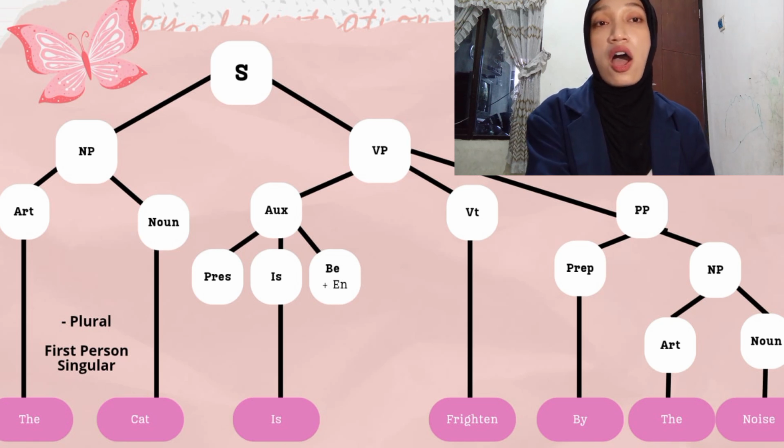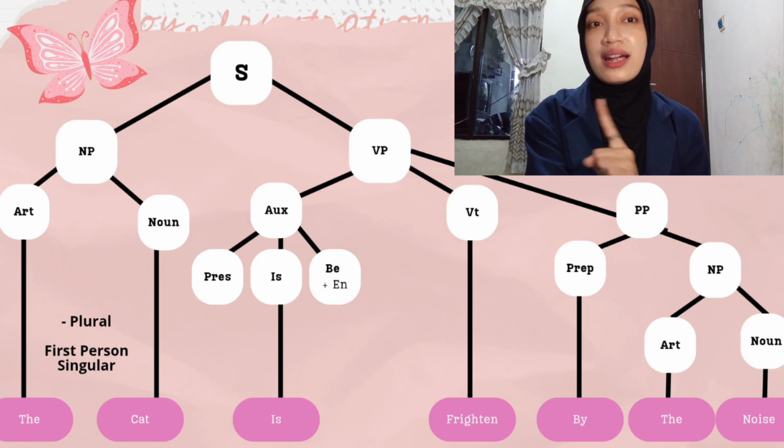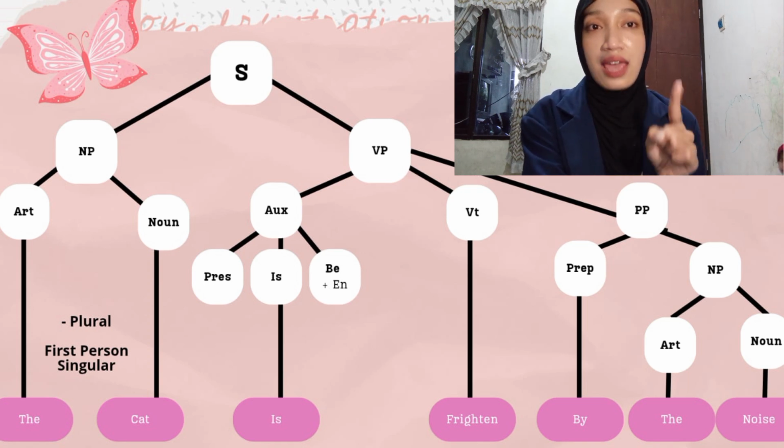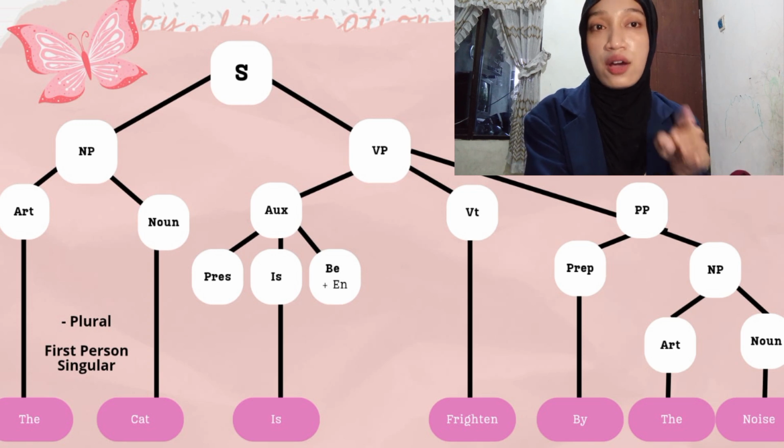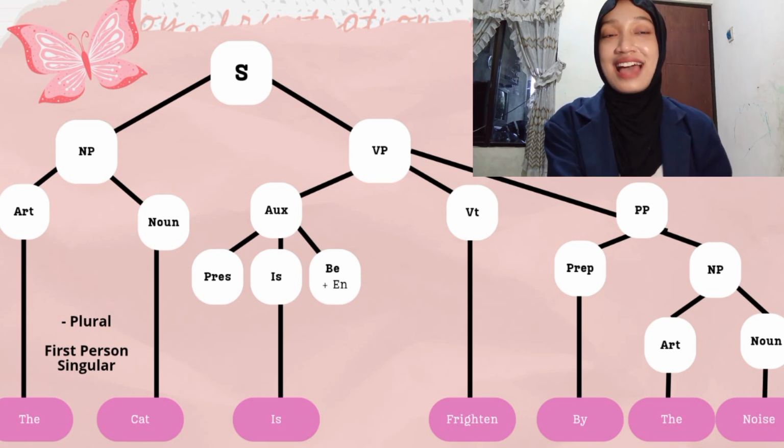The structure of the NP is NP or noun phrase, art or article is the, and N for noun is cat.